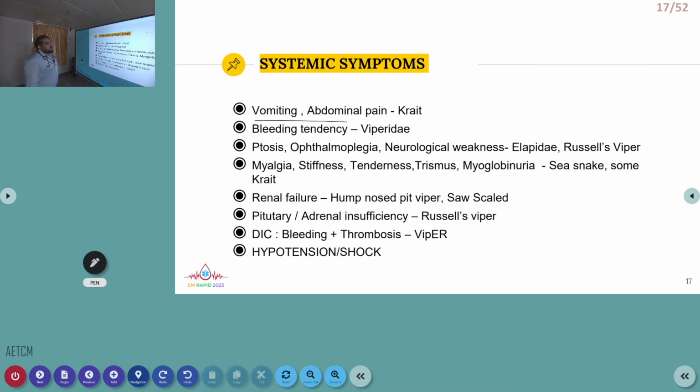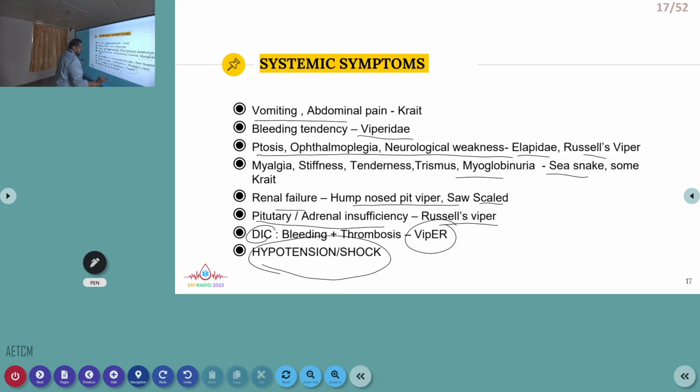So initially to start off with, as I told before, you can have bleeding tendency, most commonly with Viperidae species. Then you have ptosis, ophthalmoplegia, and neurological weakness that is seen in Elapidae and Russell's viper. And you have myalgia, stiffness, tenderness, trismus, and myoglobinuria, which we can see in sea snake. Renal failure: hump-nosed pit viper and saw-scaled viper. Pituitary and adrenal insufficiency, very common with Russell's viper. DIC and bleeding plus thrombosis, seen again in viper. And hypotension or shock, which is very important.